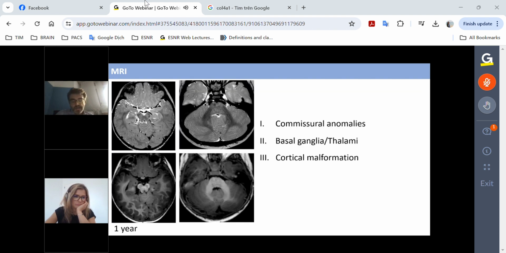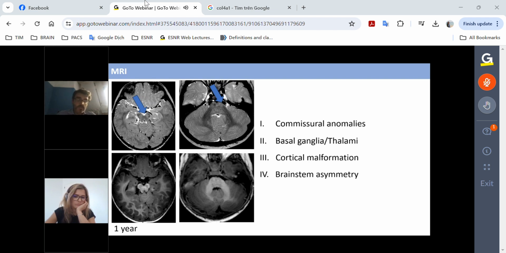There is a mild asymmetry at the level of the brainstem, in particular at the level of the pons, with a mildly smaller pons on the left side and a mildly smaller cerebral peduncle on the left side. But in this case, I must say that this is quite subtle and a very tiny finding. In some cases, it could be much more evident.